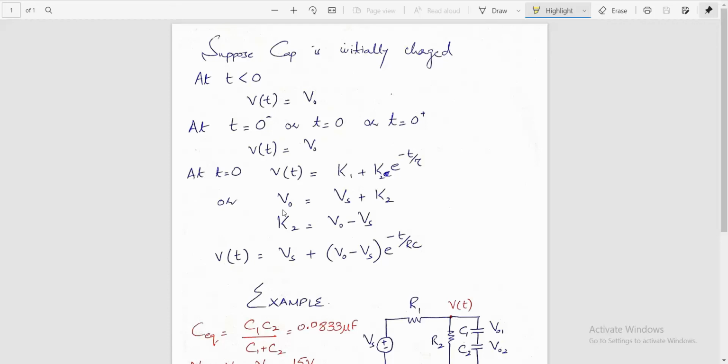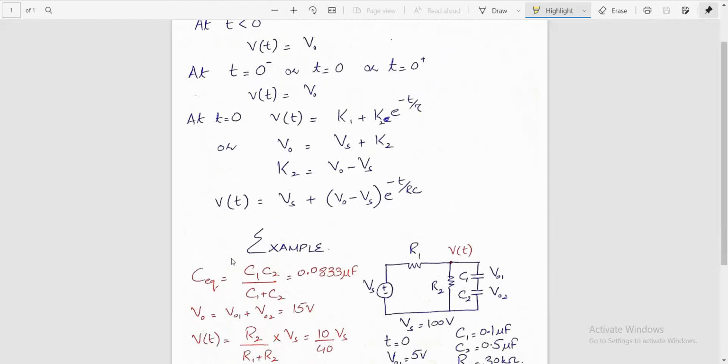V naught minus Vs. So the overall solution of the equation will become, since it is equal to k1 plus k2 times exponential of minus t over tau, so V of t will become k1, which is Vs, plus k2, which is now equal to V naught minus Vs, times exponential of minus t over RC, since tau was also equal to RC, which we derived in the previous section. So let us now solve an example.